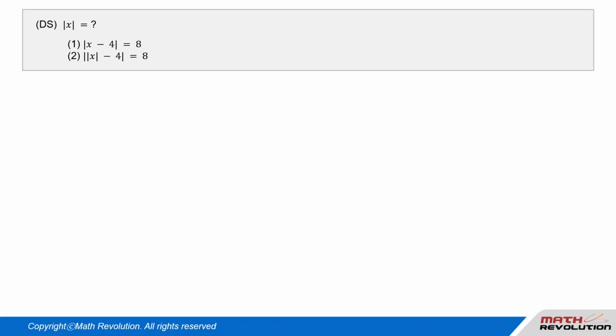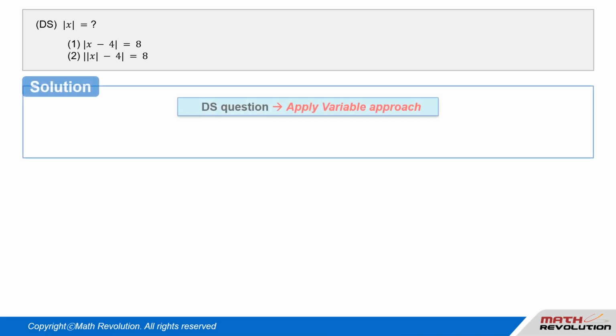Question. DS. Absolute value of x equals what? Condition 1. Absolute value of whole of x minus 4 equals 8. Condition 2. Absolute value of whole of absolute value of x minus 4 equals 8.